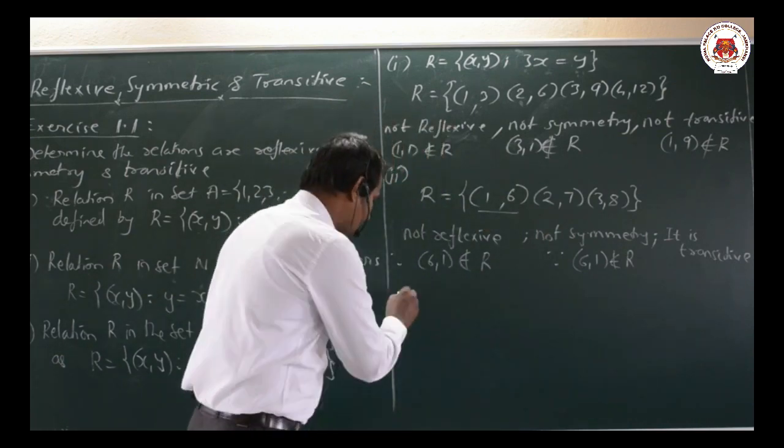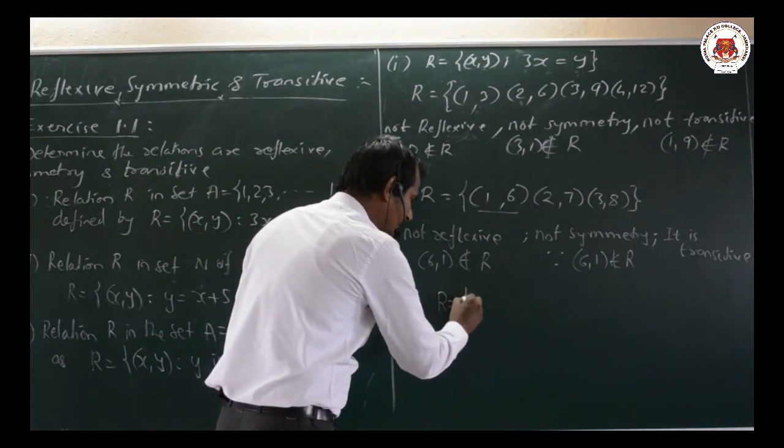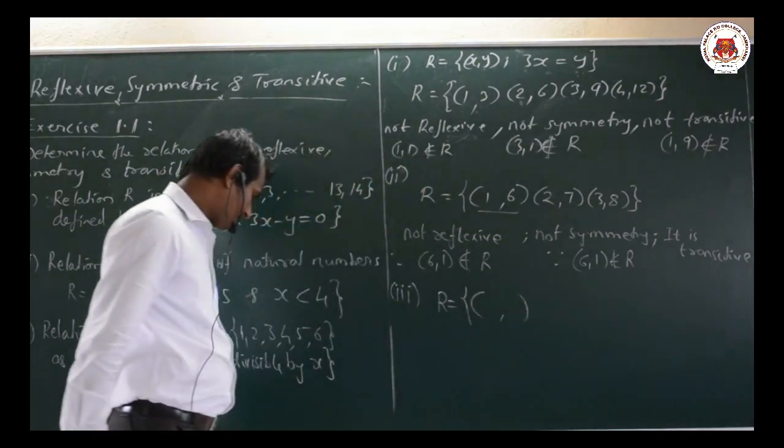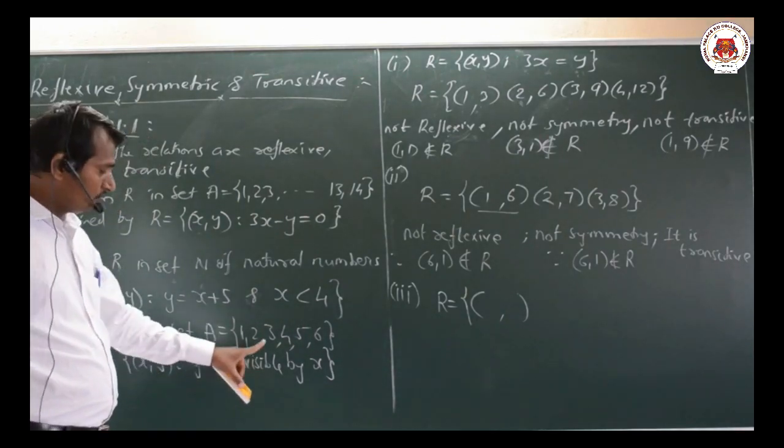Okay, next one, third example. Directly I will write down the R here in terms of ordered pairs. R equal to, what is the question now? Relation R in the set A equal to {1, 2, 3, 4, 5, 6}.